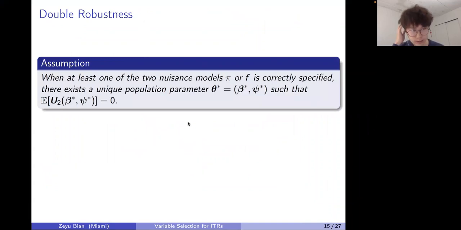Okay, so now we are ready to present the first result in this talk. First, we need this assumption: when at least one of the two nuisance models is correct. Recall that pi is the propensity score model and F is the baseline model. We assume that there exists a unique population parameter theta star such that U2, the new proposed estimating function, is an unbiased estimating equation.